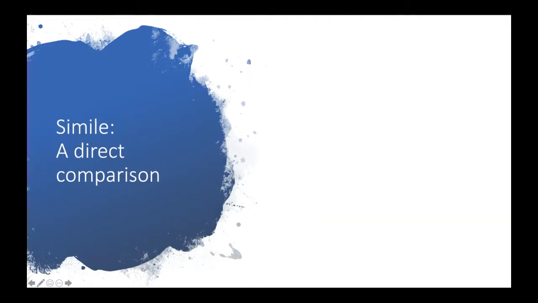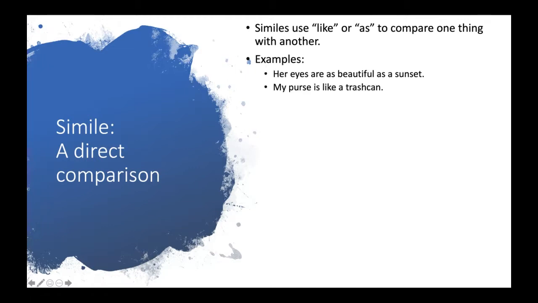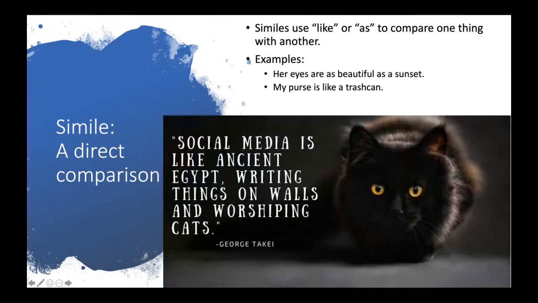Simile. We briefly discussed this in the last slide, but it is a direct comparison using like or as to compare something to something else. For example, her eyes are as beautiful as a sunset. They are as beautiful as a sunset. So you have two things kind of side by side. And I mentioned this in the last slide. My purse is like a trash can. It is not so bad. It's similar to a trash can.